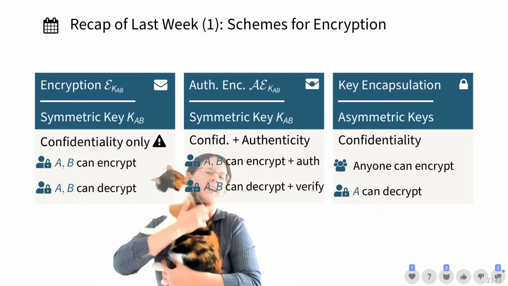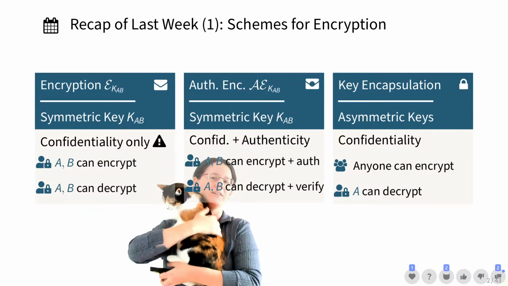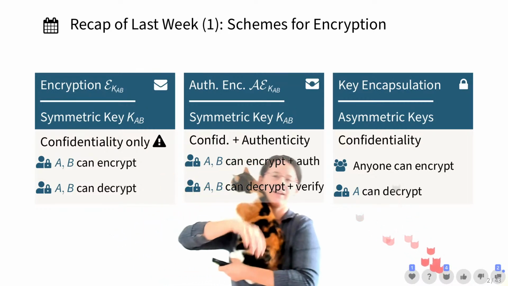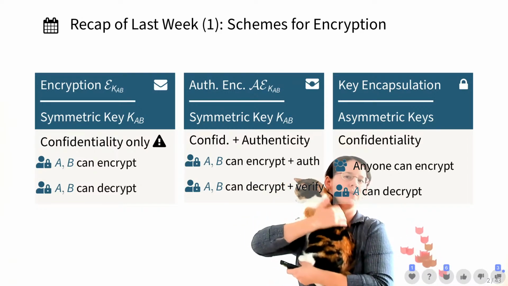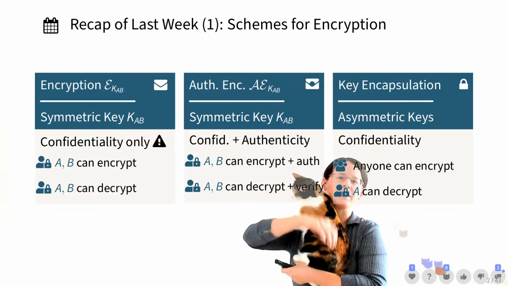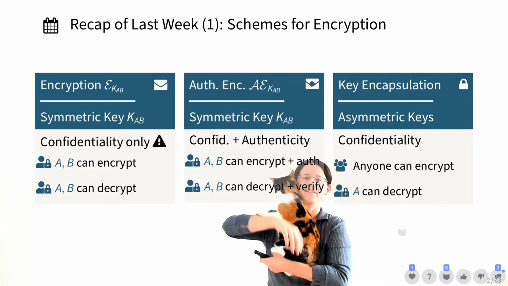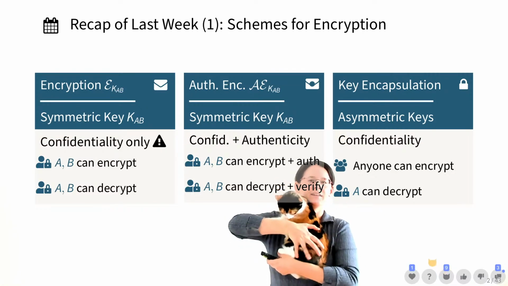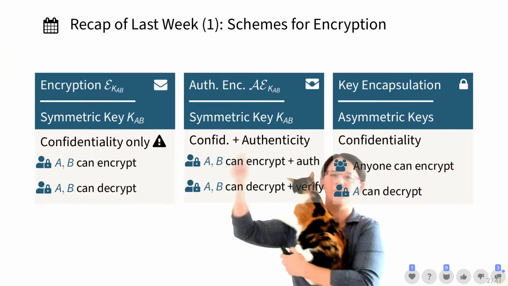But they additionally can check who sent the message, so that it's definitely from one of the owners of the secret key. Okay, and there's a third type of encryption that we've mentioned last week, but that we're only going to have a look at this week, and that's public key encryption schemes, also called key encapsulation schemes. So here the idea is that anyone can encrypt the message, but only the owner of the key can decrypt. Okay, so let's have a look at how we build these two things here.